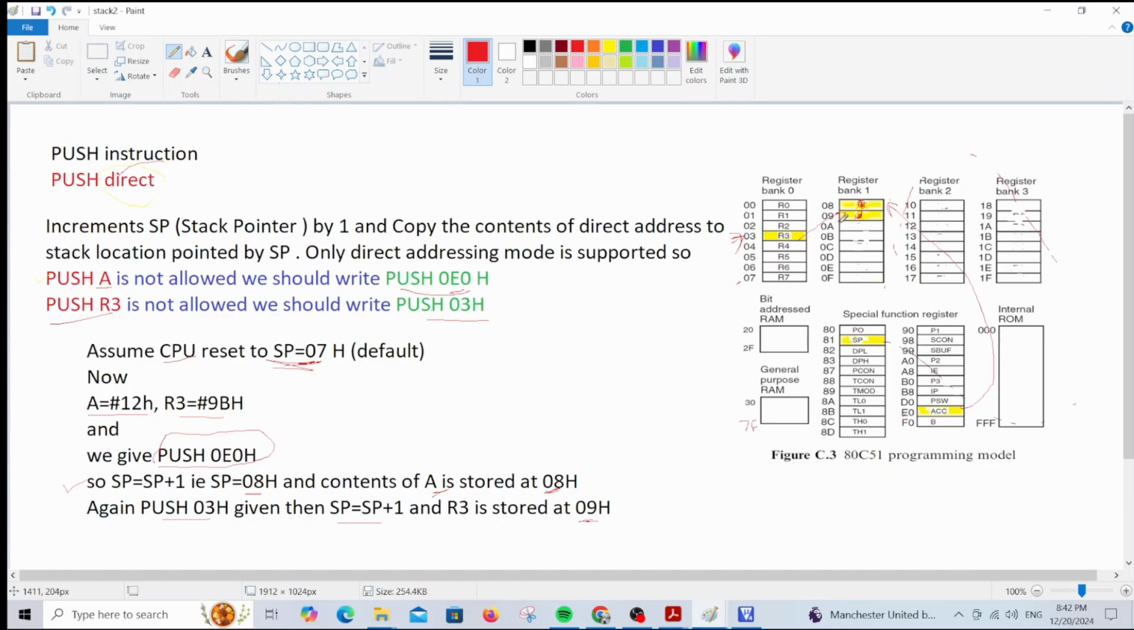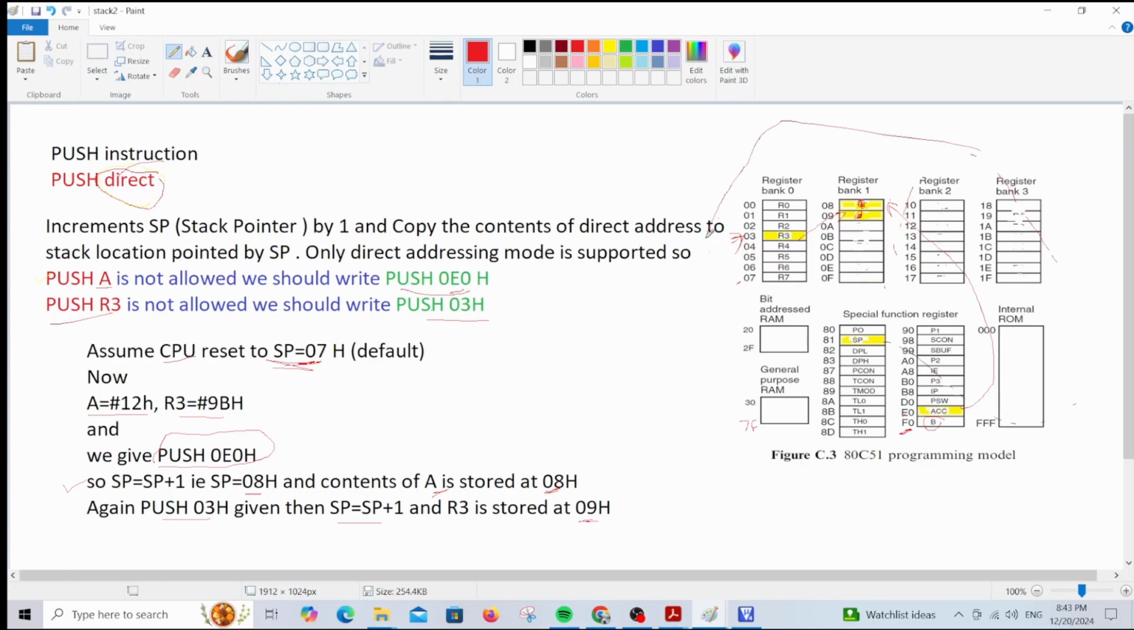So in this way, when you go on pushing, SP will increment and at the location pointed by SP, the contents of the direct memory address which you have written in the push instruction will be stored. In this way, you can use the push instruction for pushing. But the important thing to be noted is, it allows only the direct addressing mode. Register addressing mode or indirect or other addressing modes are unfortunately not allowed. We can write only direct addresses. Suppose you want to push B. So how will you do it? You will write push 0F0.